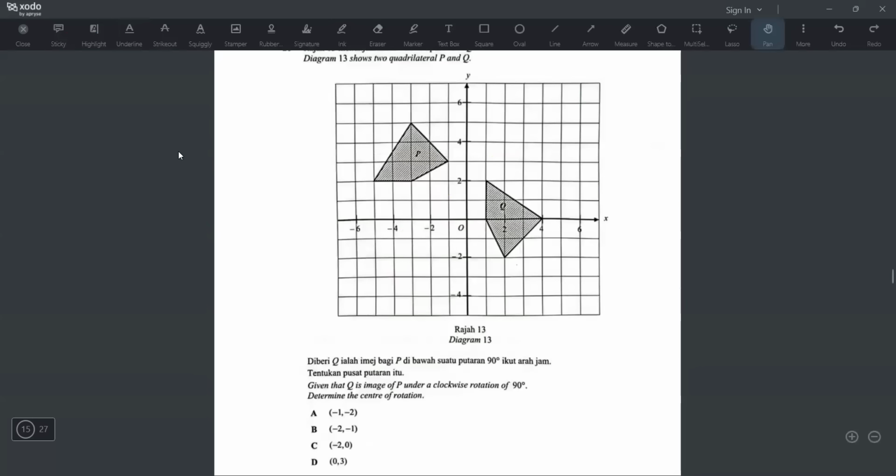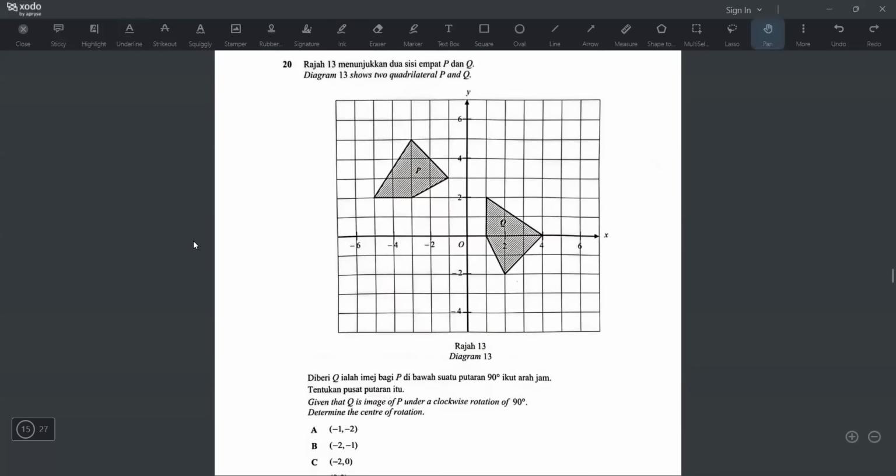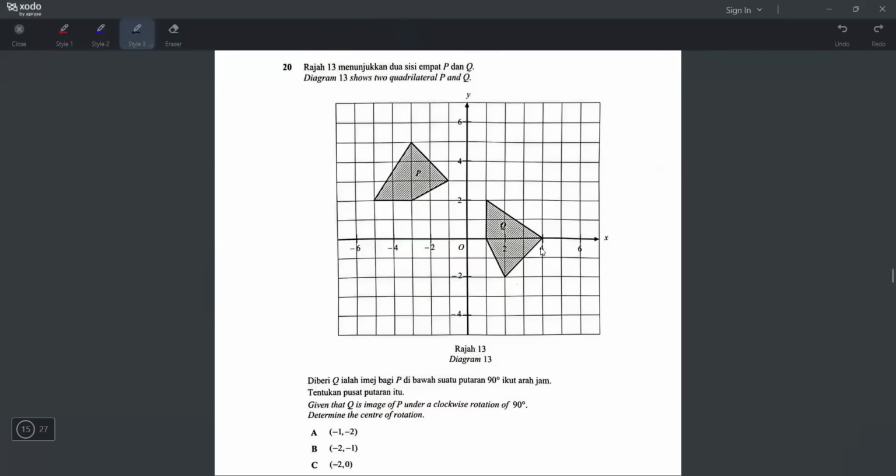Okay, let's do 20. Diagram 13 shows two quadrilaterals P and Q. Okay, this looks like a transformation question. Now this says given that Q is image of P under clockwise rotation of 90. I was about to say because when I look at this, I have a feeling that it's rotation 90 already, but they already say it here. I know it's not enlargement definitely because it's same size, and I know it's not translation.